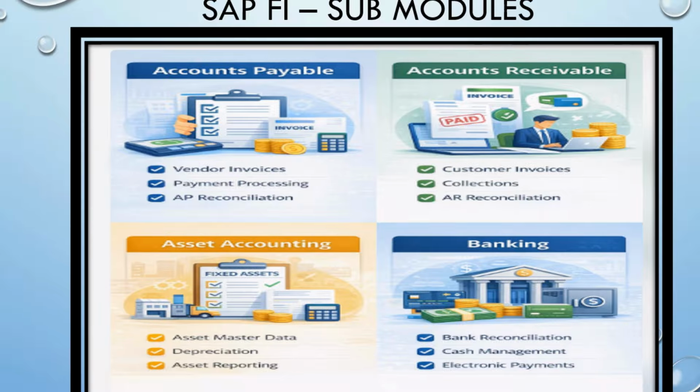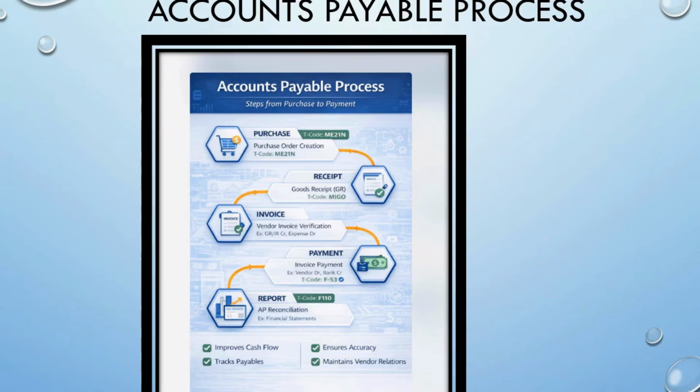Now we are going to talk about some topics, an overview of accounts payable, accounts receivable, and then asset accounting. In today's session we are going to give an overview of these topics. So, the accounts payable process, as I mentioned very clearly: we want to make a purchase order. When you are making a purchase order, there is no accounting entry.